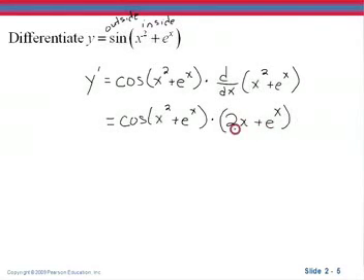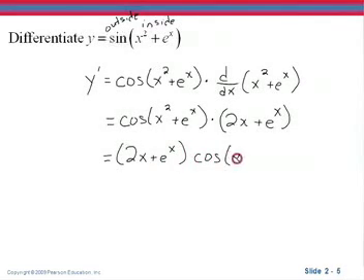You'll notice I left this in parentheses. If I did not put the parentheses here, then that would be saying that only 2x is multiplied by the cosine of x squared plus e to the x. But the entire derivative is multiplied by the cosine. And we can leave it this way, or we can write the derivative in the front times the cosine. Just remember that you cannot multiply the two parentheses together. This parentheses is part of the cosine. This is what we're taking the cosine of.